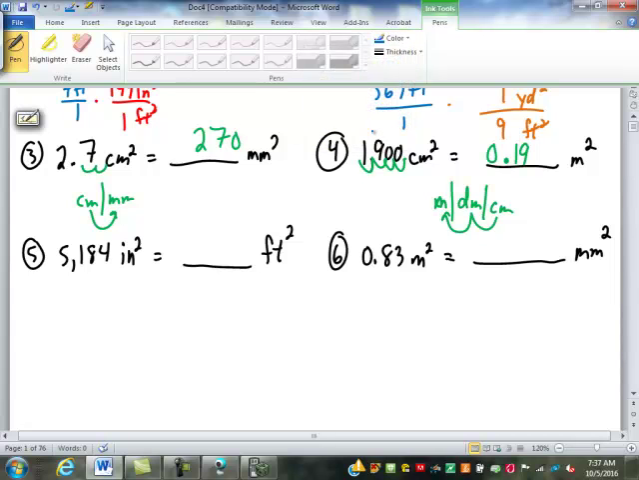Next, we have 5,184 inches squared. That over 1. Inches squared has to go on bottom, so they cancel out. We're going into feet squared. 1 square foot is 144 square inches. We divide, we get 36.